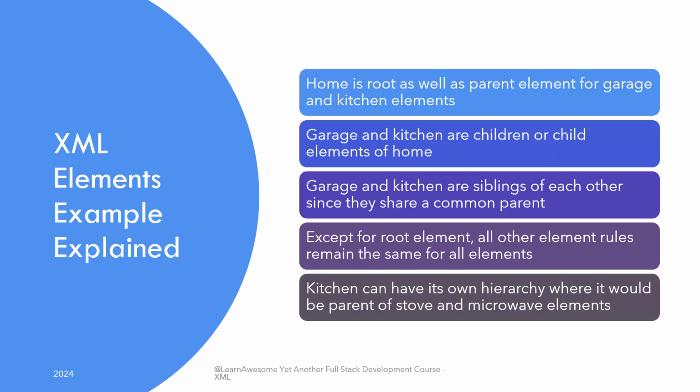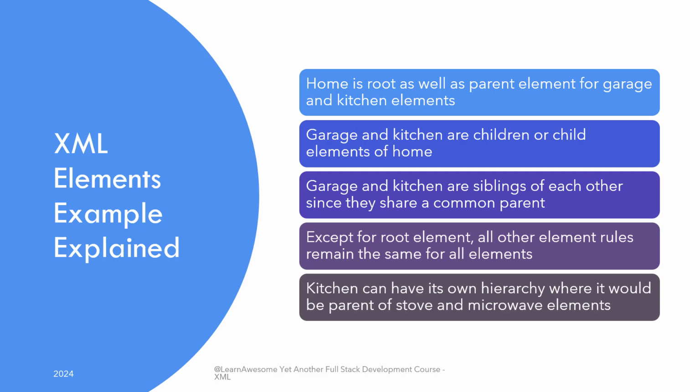In our example, the home element is the root element, and there's only one root element in XML. It is also a parent element having two child elements, garage and kitchen, and also its own text content. In other words, its content is composed of two child elements and a description.